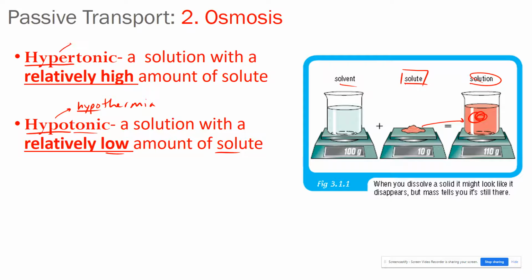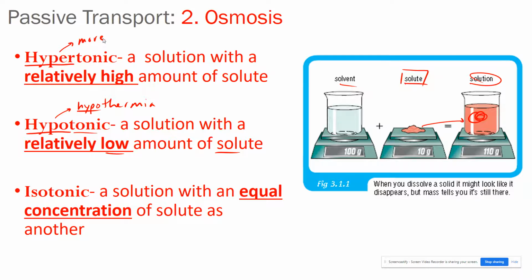Hypo means less, hyper means more. Some of my students like to say, if you have a lot of sugar, you are hyper. You need a lot of sugar, a high amount of sugar. The last word that you need to write down here is isotonic: a solution with equal concentration of solute as another.